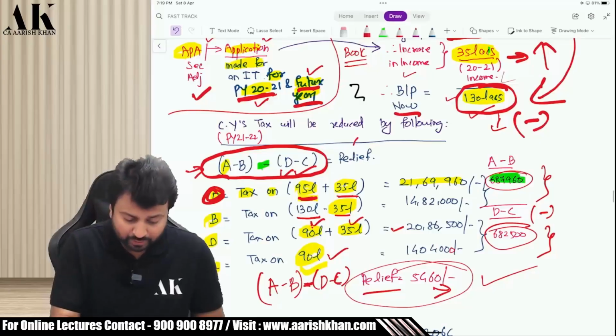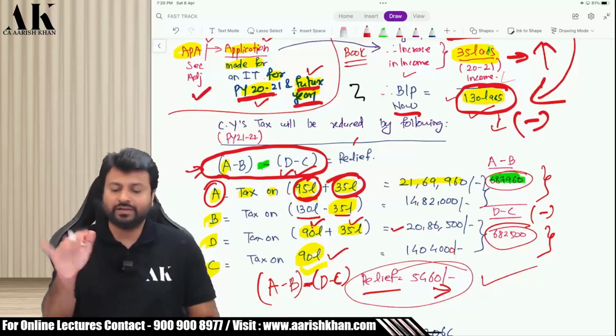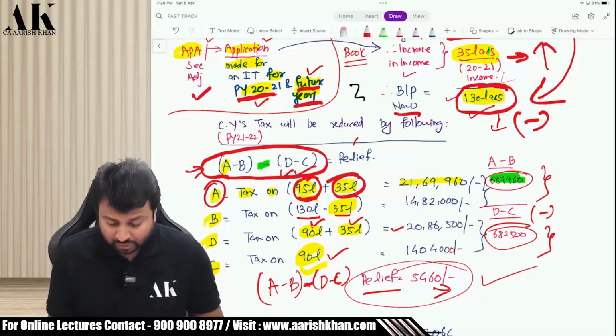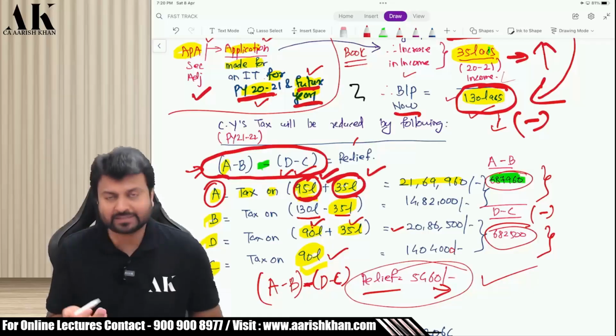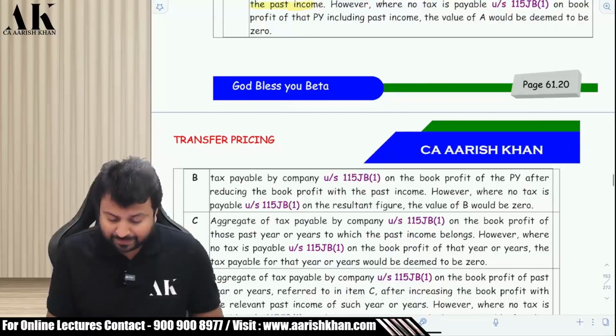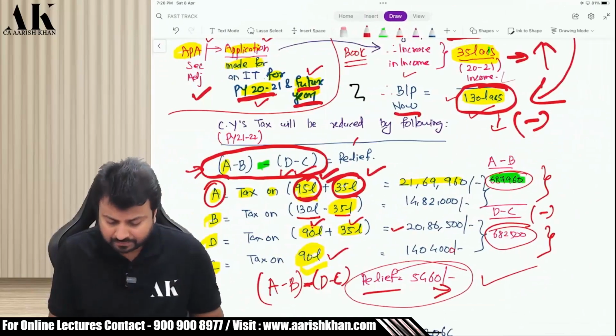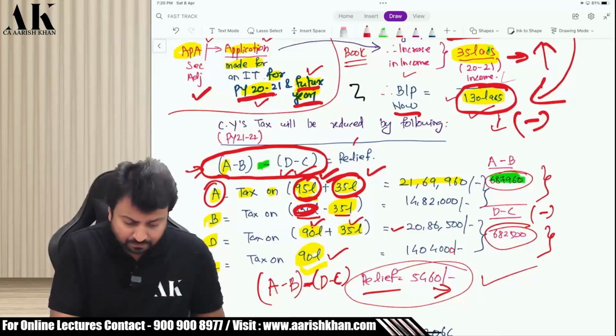Pay attention. Tax on current year profit, including past income. So you are going to compute tax on 130 lakhs first of all. So tax on current year income, including past income, is 130 lakhs. This is A. Now what is B? Tax payable by the company on the book profit of the previous year, again current year tax, after reducing the book profit with the past income. Now compute tax on only 90 lakhs. So now 130 lakhs minus what? Minus 35 lakhs.